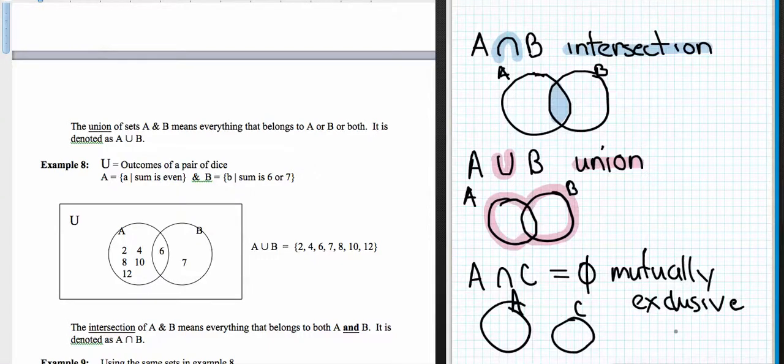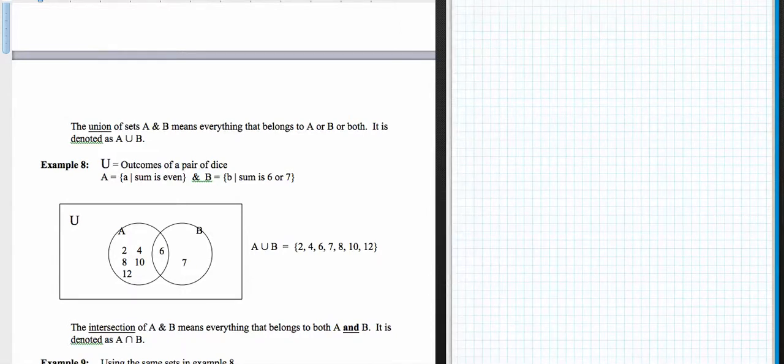All right, so we left off in studying our unions and intersections and the fact that things are mutually exclusive. So what I'm going to show now is some examples here.